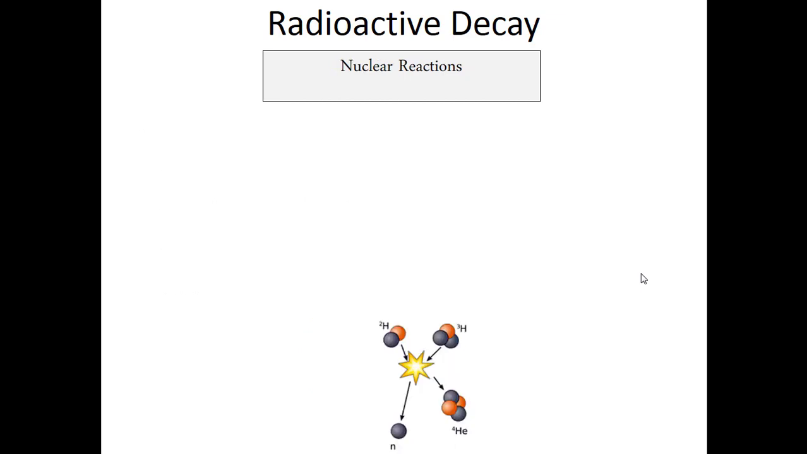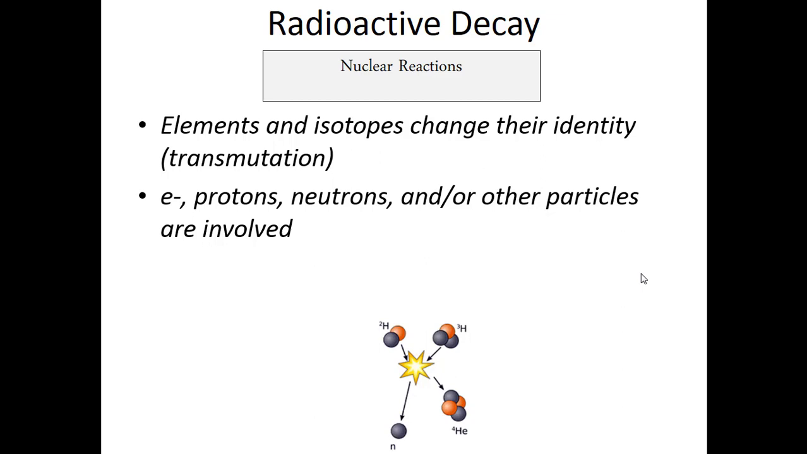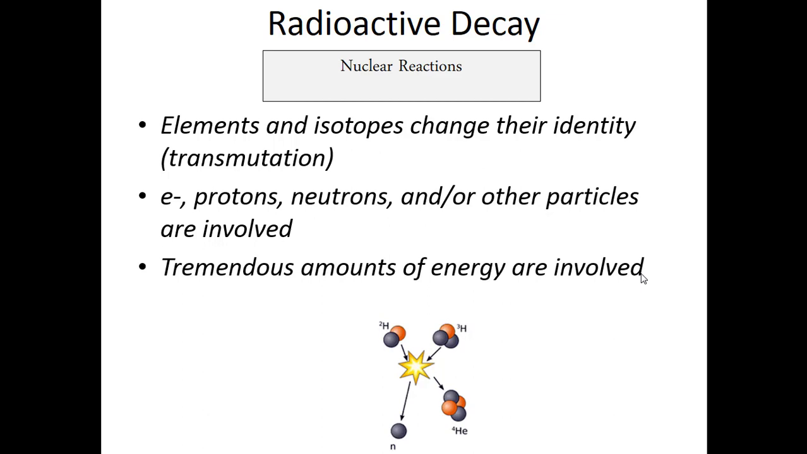So outside of our chemical reactions, we have nuclear reactions. In nuclear reactions, elements and isotopes change their identity. This is called transmutation. So when I think of transmutation, I think of the X-Men and mutating, becoming something different. Electrons, protons, neutrons, and even some other particles that we're going to learn about called alpha particles and beta particles are involved during this type of reaction.